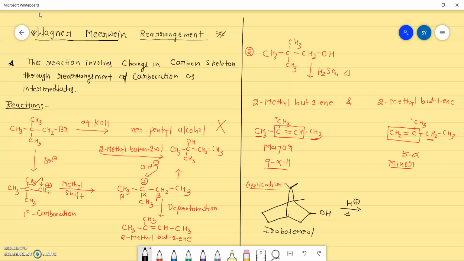So this is going to give you camphene, and camphene looks like this. Okay, this is double bond CH2 and this is 2-methyl. This is called camphene. This question has been asked in competitive exams. So this is all about the Wagner-Meerwein rearrangement reaction. Thank you.